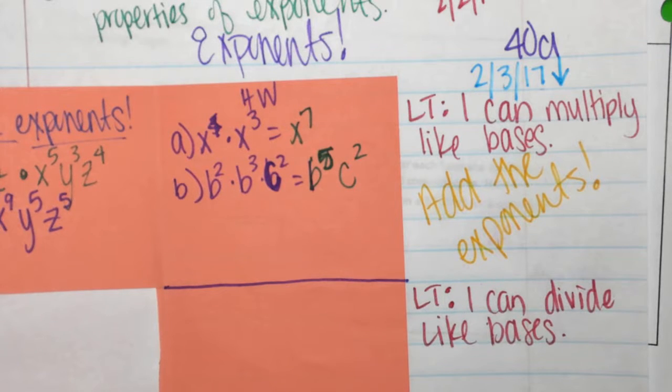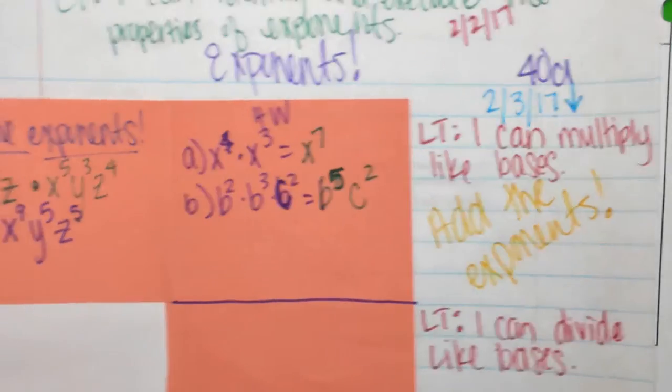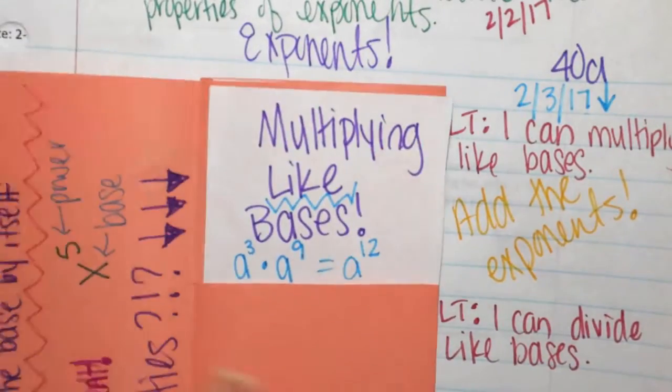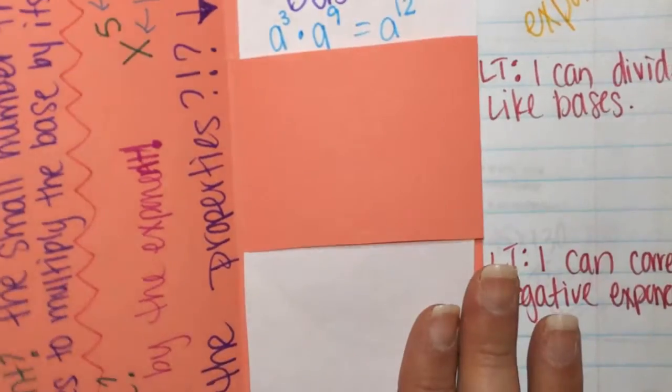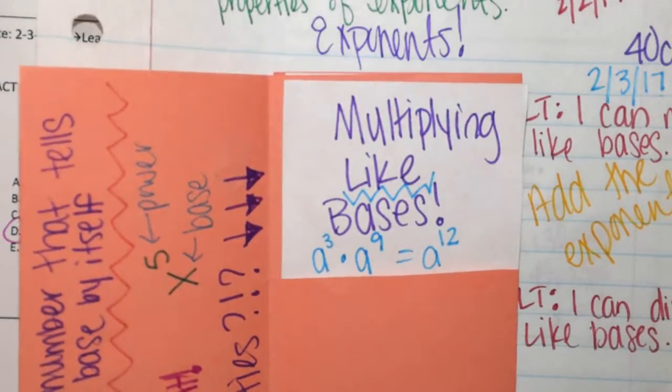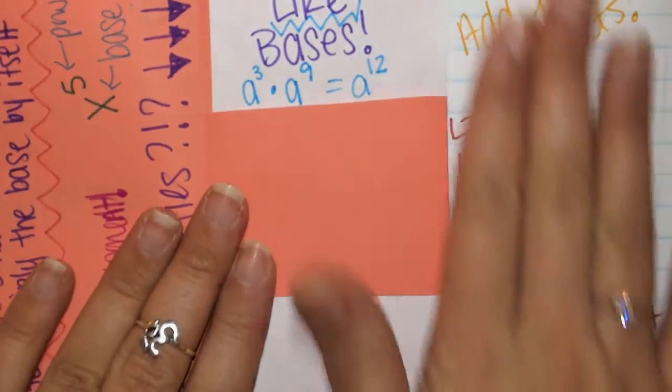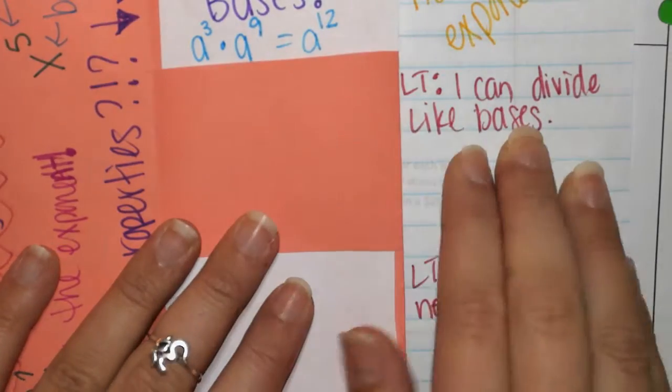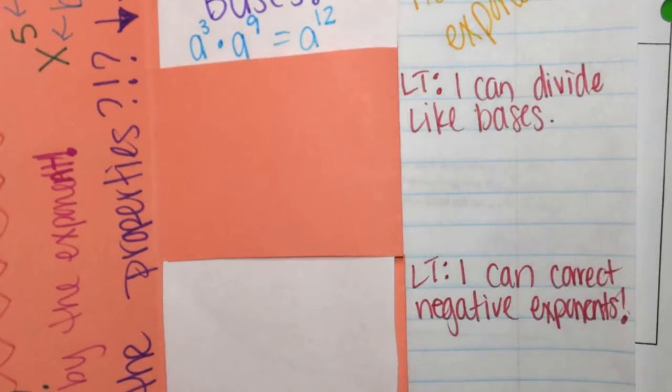Now, we've multiplied like bases. What are we going to do next? Divide. And what do you think we're going to do to the exponents when we divide like bases? Look at us go. Take a point. Alright, so I closed my foldable. I just closed it like that so that I'm not worried about anything else except for my next learning target, which is dividing like bases.